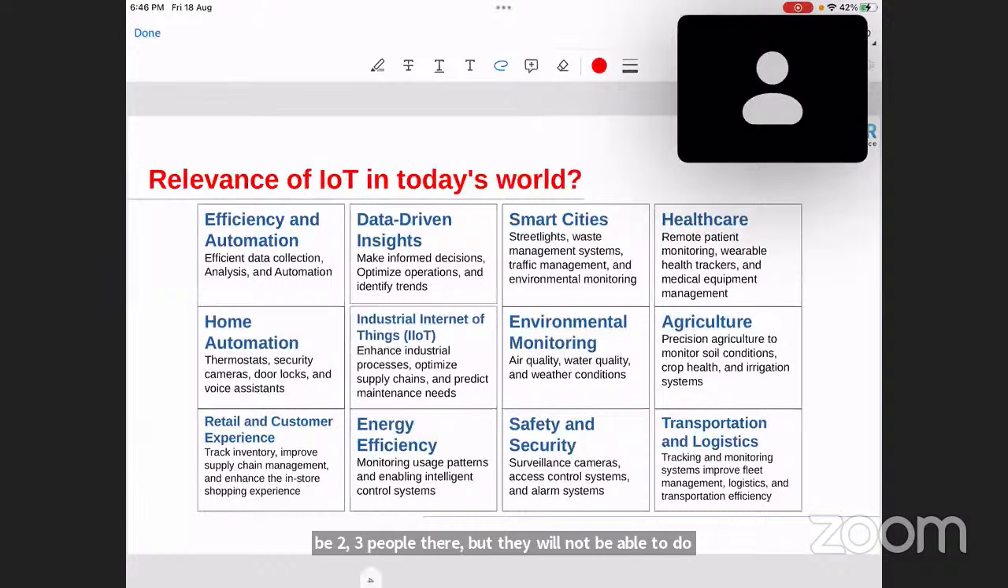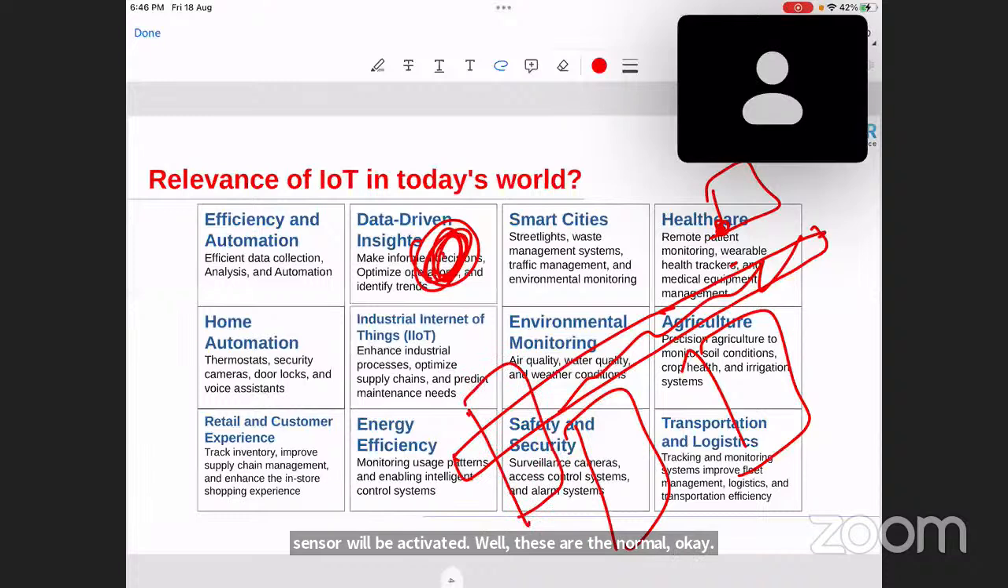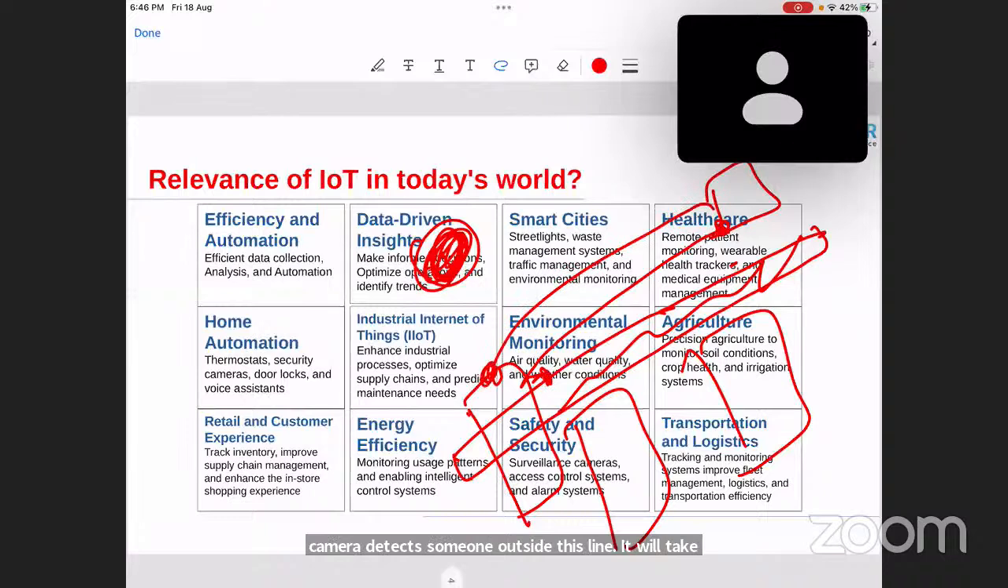But if we put a smart camera on the traffic signal, it takes a picture of anyone, because it has a sensor which triggers whenever there is a red light and a person is crossing. Let's say you have a camera. This is a traffic line, and now your red signal is on. Whenever the red signal is on, the camera sensor will be activated. These are the normal vehicles. Whoever crosses this line while it is red, the camera detects them, takes a picture of the vehicle, and it can be decoded for the number plate and a fine can be raised.